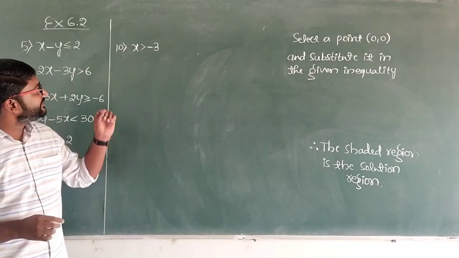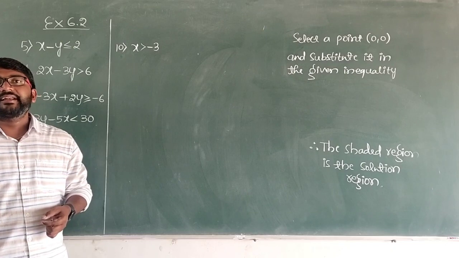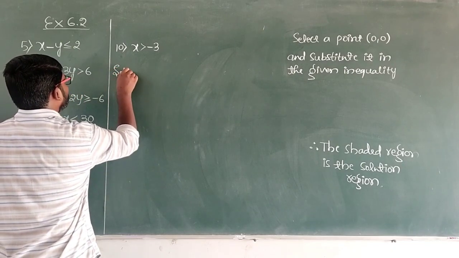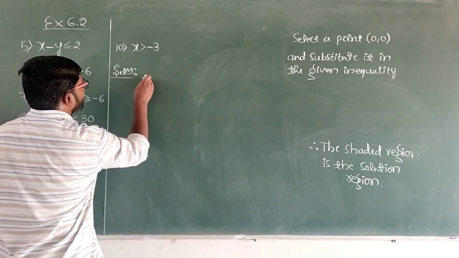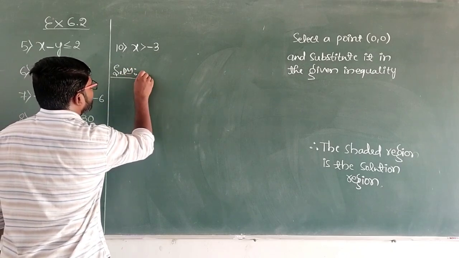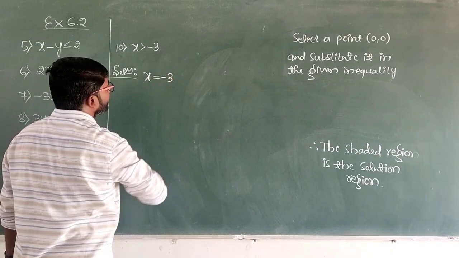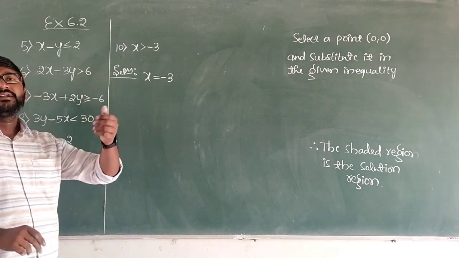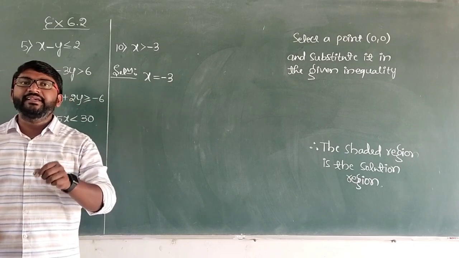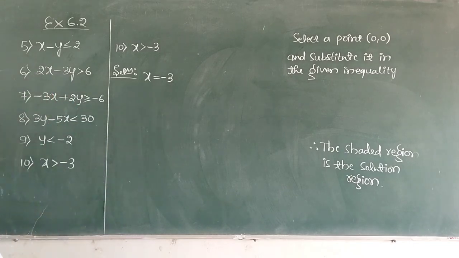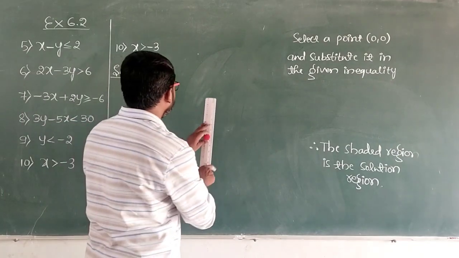Well, the next question, the 10th one: x greater than minus 3. Remove the inequality sign and write the equal sign here. x is equal to minus 3. So x equal to a or minus a are vertical lines parallel to the y-axis. So straight away we can go for the graph here.